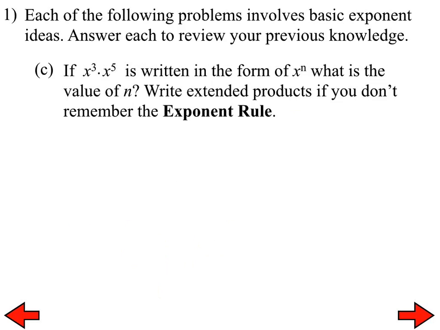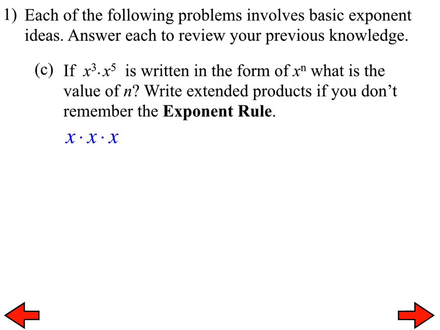All right, next, part C. If x cubed times x to the 5th is written in the form of x to the n power, what is the value of n? And if you don't remember the rule of how to deal with multiplication of things with the same base, then write it as extended products. What I meant by writing extended products, if you don't remember the rules, you just have to go back to the basics, and I will be going back to the basics of exponents a lot over the next few days. You will rarely hear me talk about a specific rule because as soon as we start doing rule after rule after rule, some students tend to get them all mixed up. So we're always going to go back to the basics.